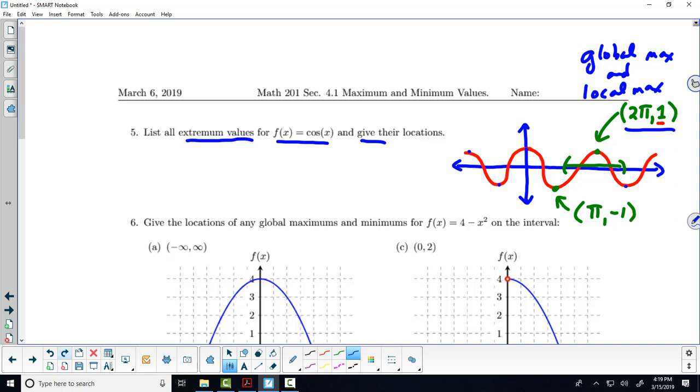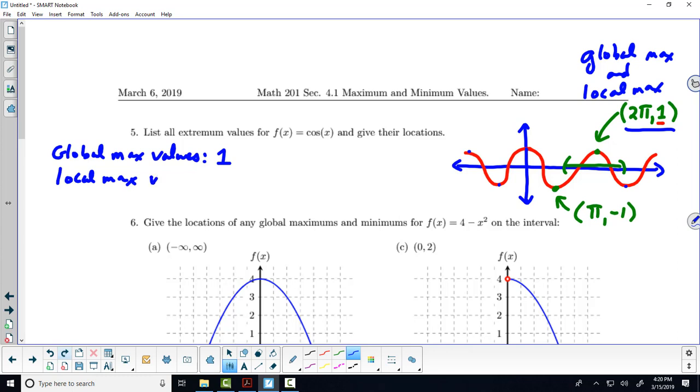And this is going to get a little bit messy. Hopefully I can fit it in here. I probably should have taken it to a different page. Let's see what we can do. So we have global max values are going to be 1. That is the maximum value that this function spits out. Okay? We also have local max values at the same y value, excuse me.